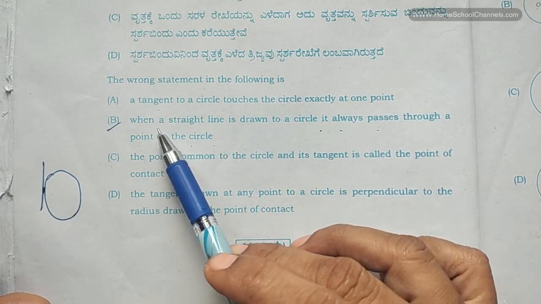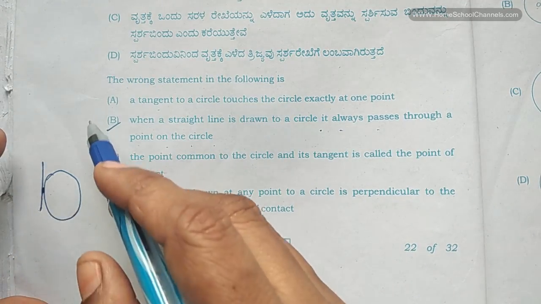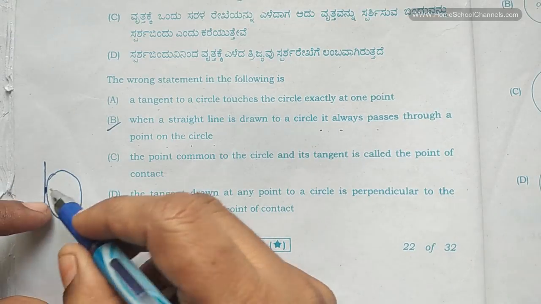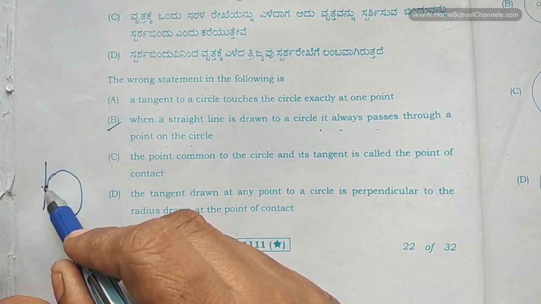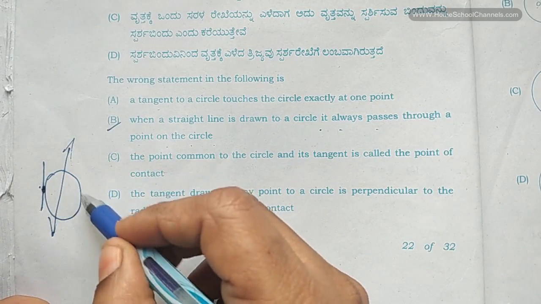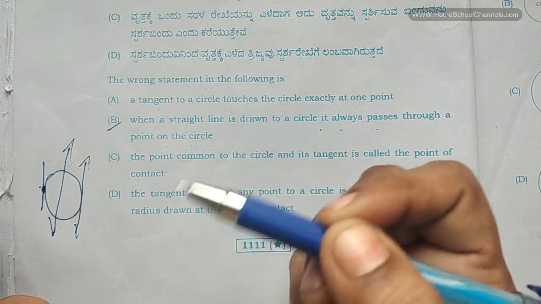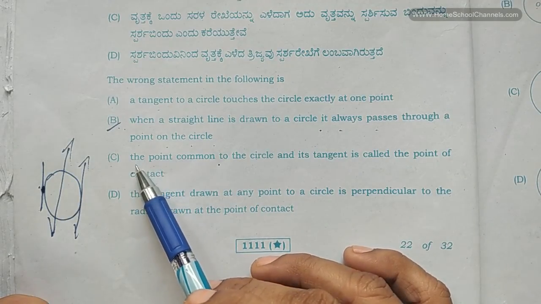See here, let us see once again. If a straight line is drawn to a circle, it always passes through a point on the circle. No, if it is a tangent, it passes through one point. But if I draw a line, it is passing inside. If I draw like this, it will be a tangent. This statement I cannot accept. Let me go with the other statements.